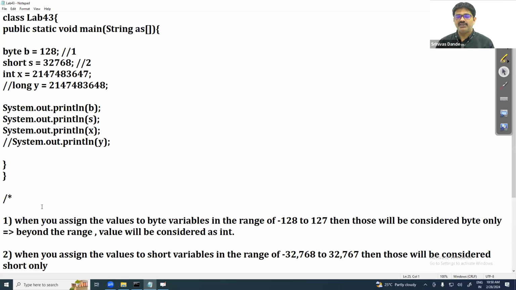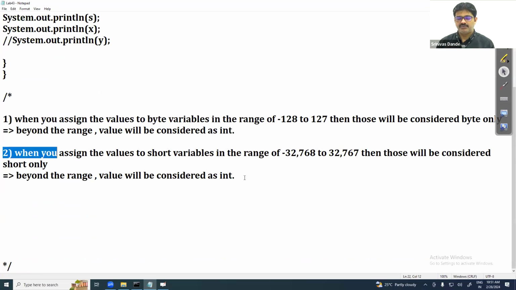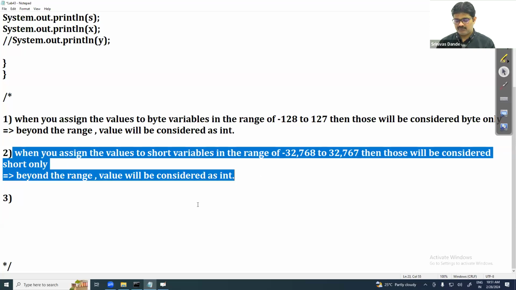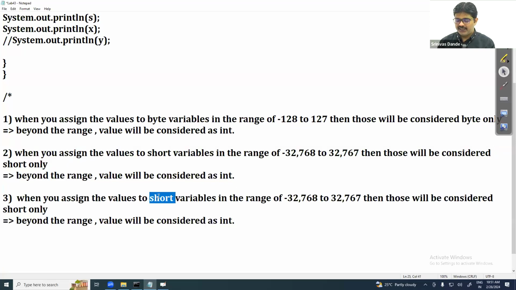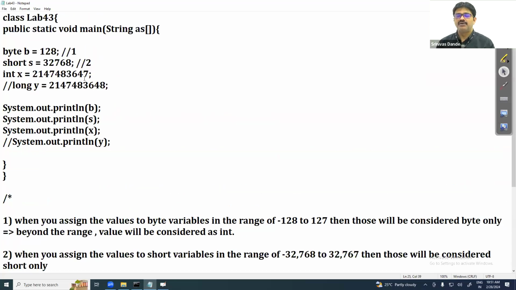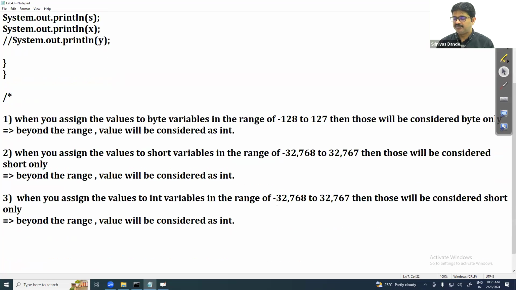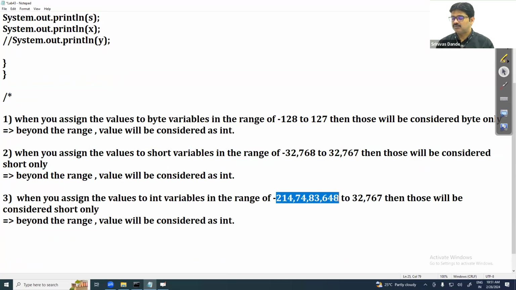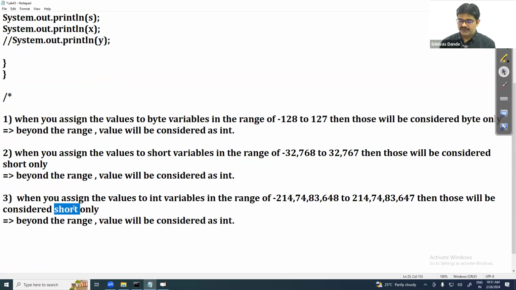Next. After this, so these two we have done. Next, the integer case. When I assign values to int variables in the range of this, let me take this range instead of typing it every time, then that will be considered as int.